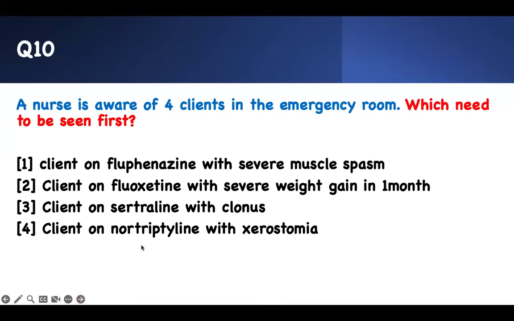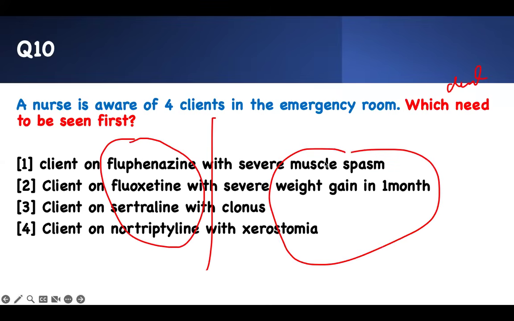Number 4, a nurse is aware of clients in the emergency room. Which client needs to be seen first? So the same thing, divide it, see the condition. I see pharmacology. This is how you do prioritization. You've got to be sharp. I see pharmacology and the condition. So circle it. Pharmacology, and keep my eyes on those 2 things.